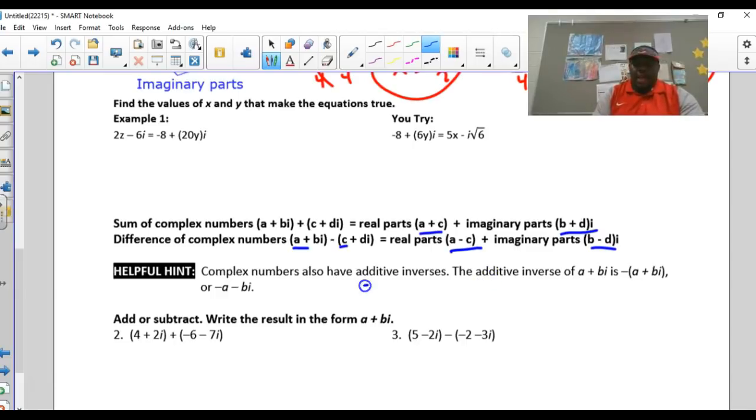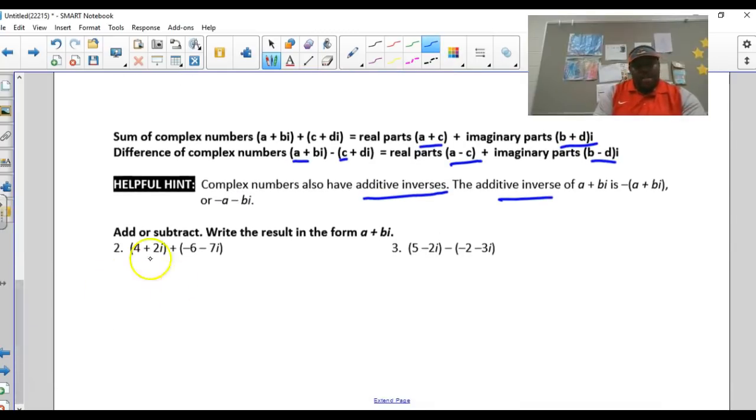Complex numbers also have an additive inverse. The additive inverse of a plus bi is negative a minus bi. Again, that's distributing the negative. Distribute that, that becomes negative a. Distribute that, that becomes negative bi. Distribute the negative. So take a look at this first one.